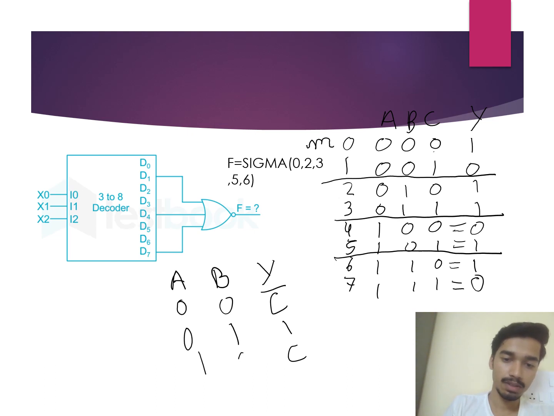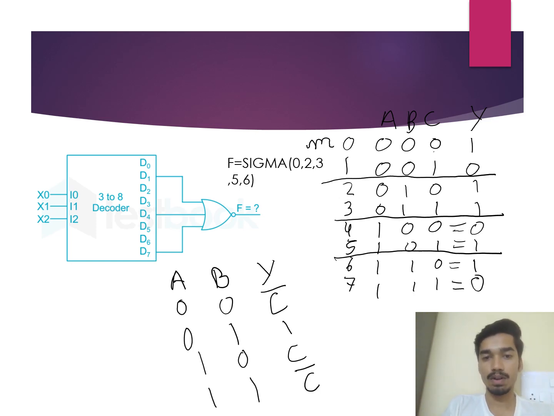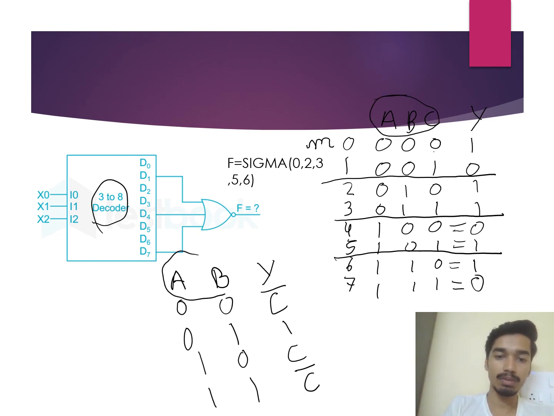And the last case was 1, 1. We're getting C bar again. So this is how you convert the 3 to 8 decoder, that is a 3 variable decoder, to a 2 variable decoder. Okay, now let's come to the next slide.